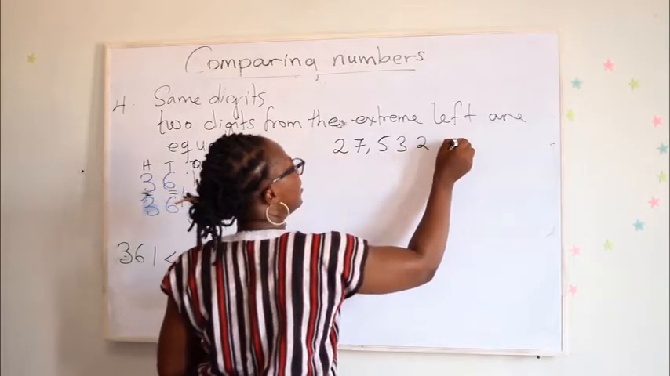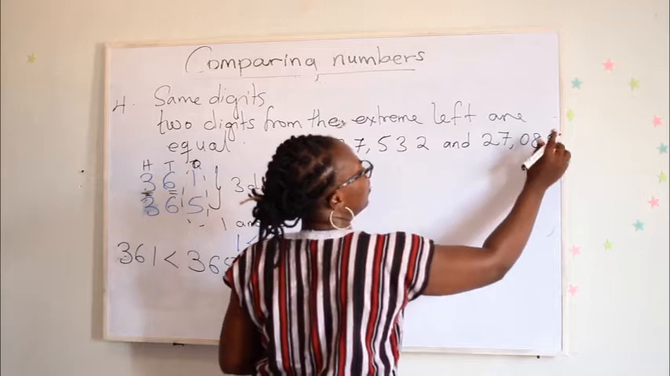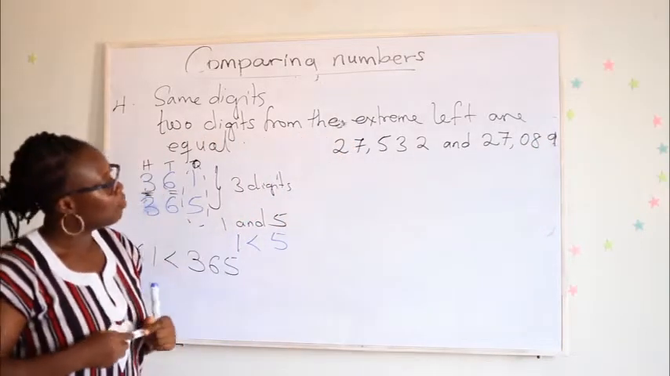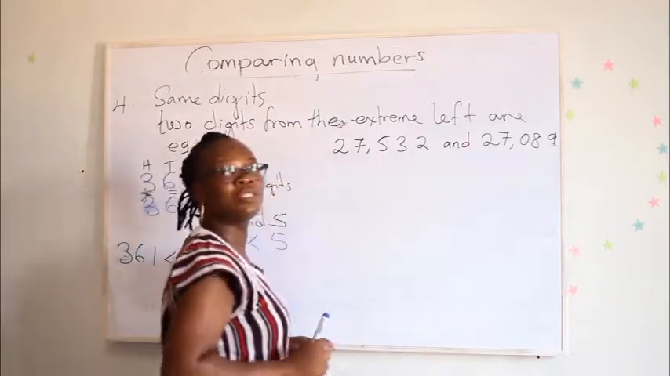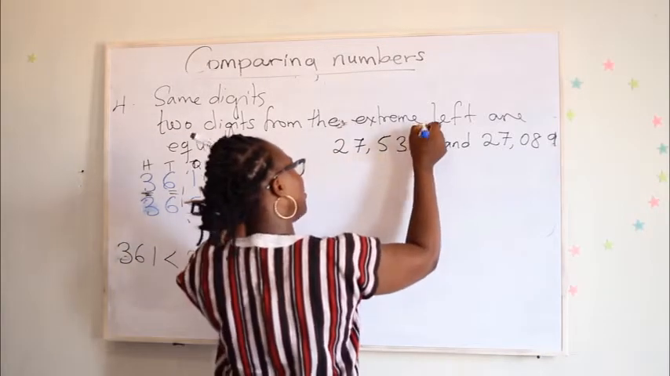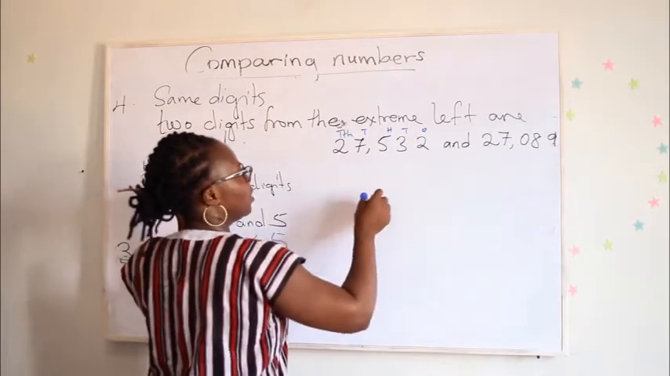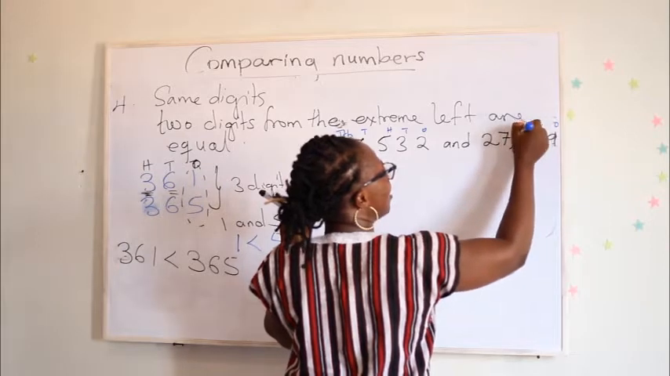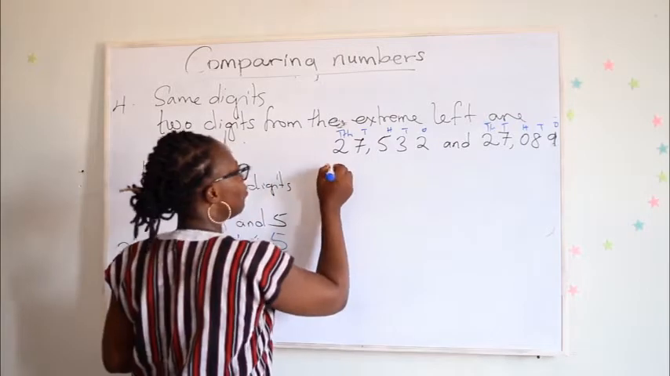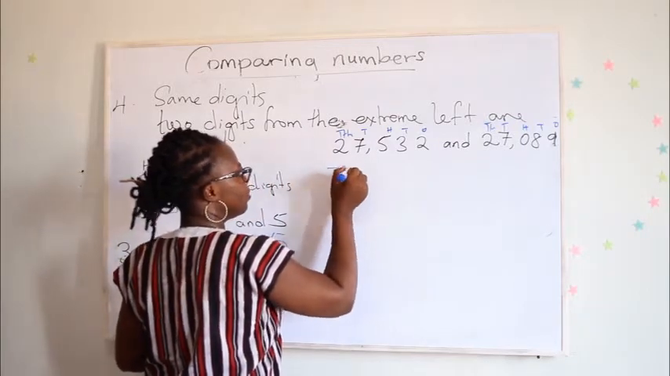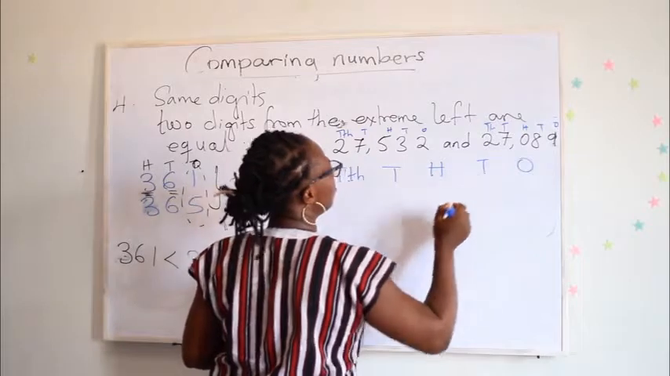Yeah, for another example, compare 27532 and 27089. Okay, so let's compare these numbers. We are told the easiest is what? Use the place value chart. If you are finding it difficult pronouncing it, knowing the word, so you have what? Ones, tens, 100, 1,000, then 10 what? 1,000. So it's the same, ones, tens, 100, 1,000 and 10 what? 1,000. The digits are what? The same. So I have 10,000, 1,000, 100, tens and what? Ones.